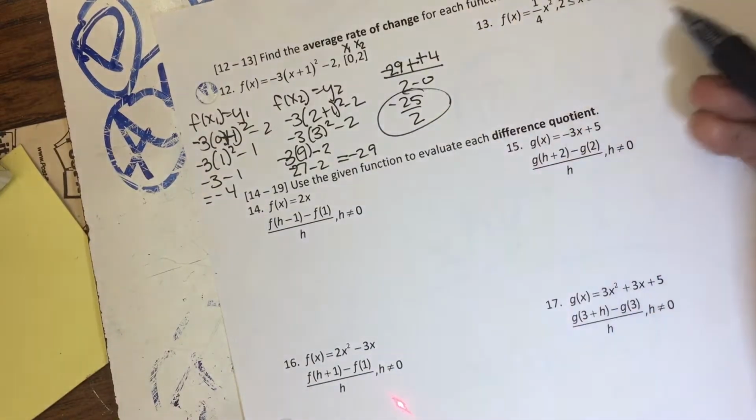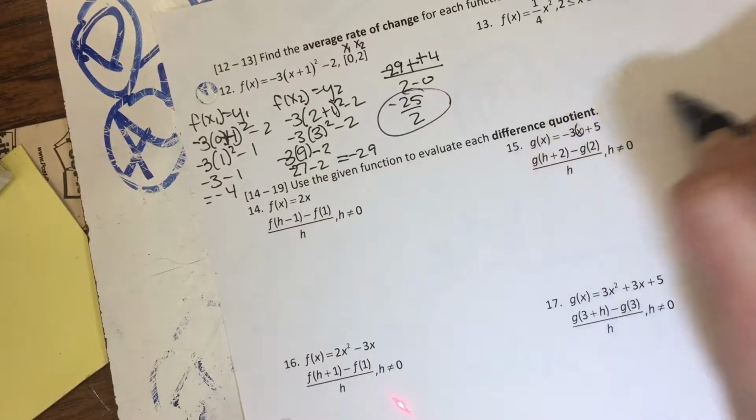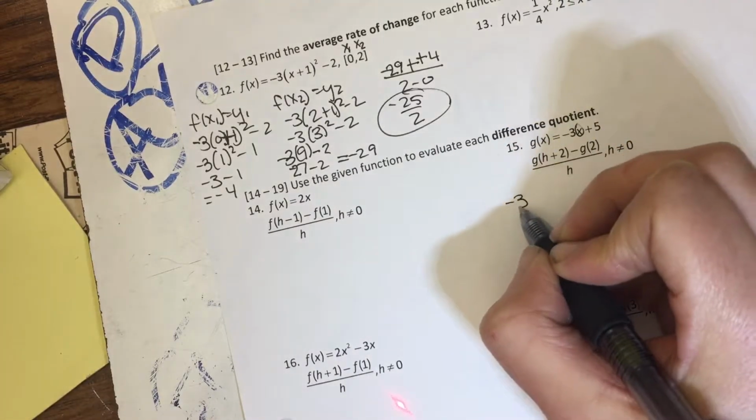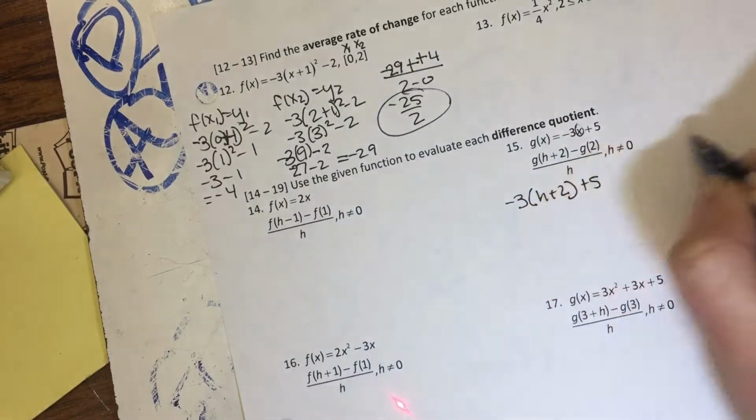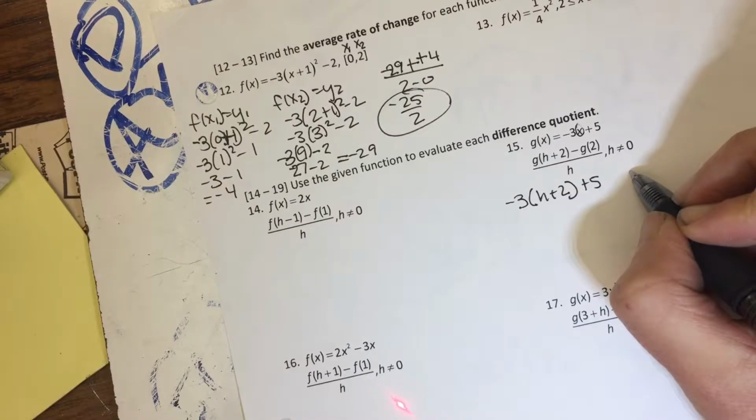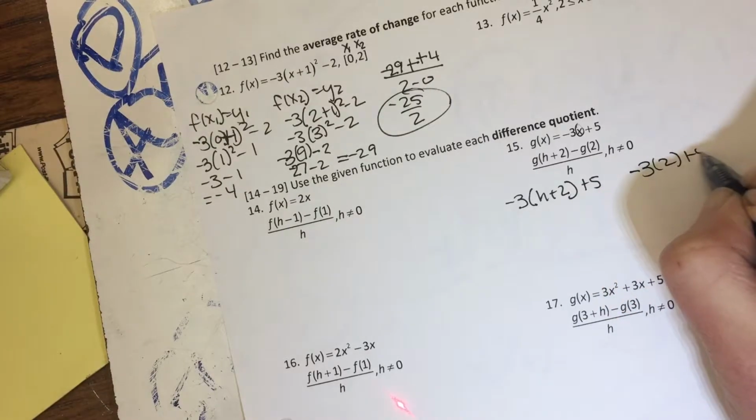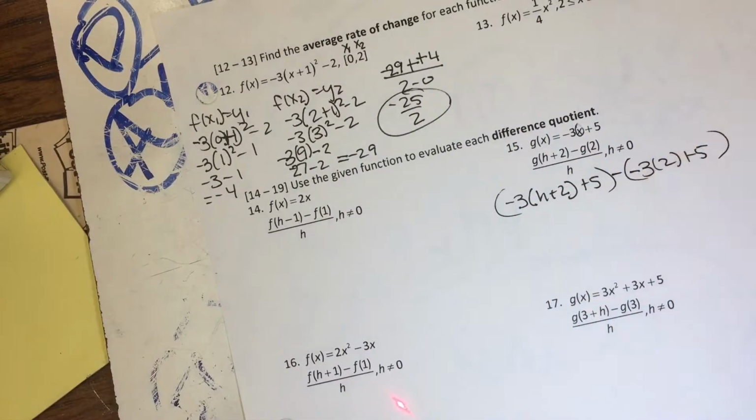Number 15, I did this one in my class as well, I believe. This means I'm plugging this into this placeholder here, so that would be negative 3 times h plus 2 plus 5, and now I'm plugging in a 2, so same thing. It'd be negative 3 times 2 plus 5. Okay, but I need to remember that I'm subtracting all of that.